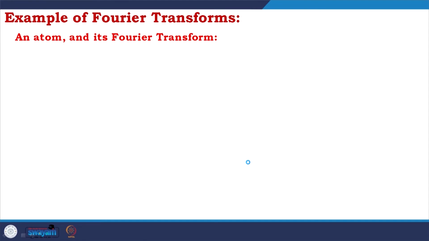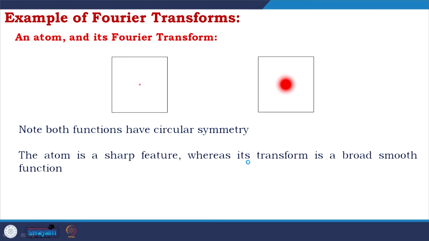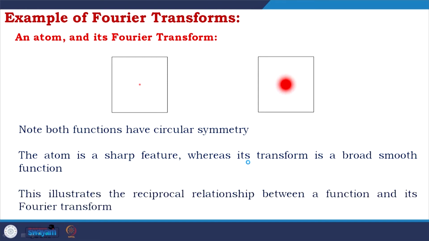So, let us take an example, an atom and its Fourier transform. If this is an atom, the Fourier transform will be like that. Both functions have circular symmetry. If you see, the atom is a sharp feature, whereas its transform is a broad smooth function. This illustrates the reciprocal relationship between a function and its Fourier transform.